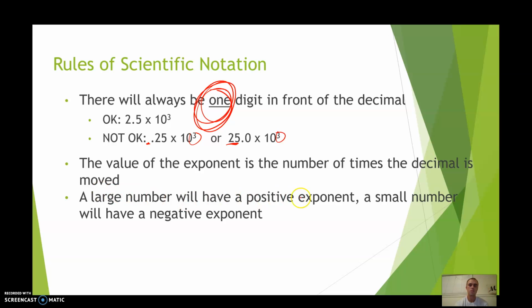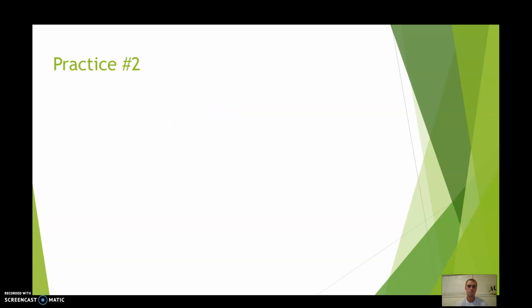A large number is going to have a positive exponent. A small number is going to have a negative exponent. We just talked about that on the previous slide. If you move it to the right, the number becomes bigger. If you move it to the left, the number becomes smaller.